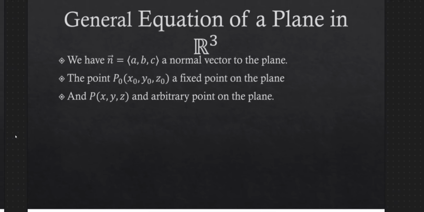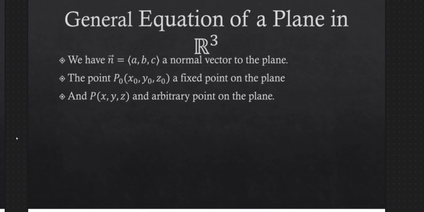What we want to do is collect all vectors that start with P naught and end with P, so all vectors like P naught P, that are orthogonal or normal to n.